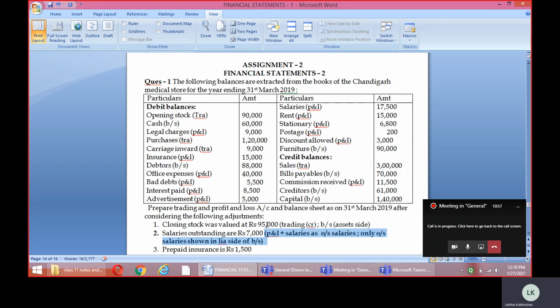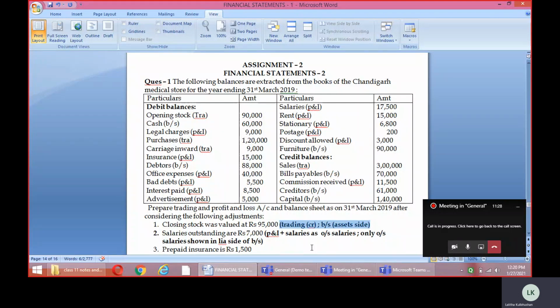That is how the treatment for these adjustments will be done here. Salaries outstanding, if given, will be shown in the profit and loss account, on the debit side, added to the salaries. Salaries in the question is 17,500, so we will add 7,500 to it. In the amount column we need to show the total, 24,500. And only the outstanding salaries value needs to be taken on the liability side of the balance sheet.